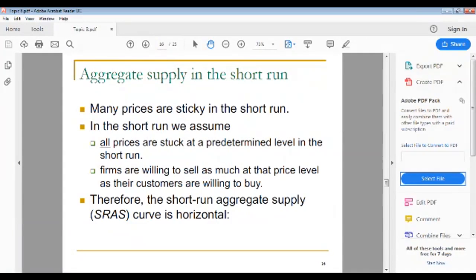Can you explain what sticky means again? Yep, just really brief. Sticky means basically that for contractual reasons, for nuisance reasons, for habitual reasons, the prices are stuck.